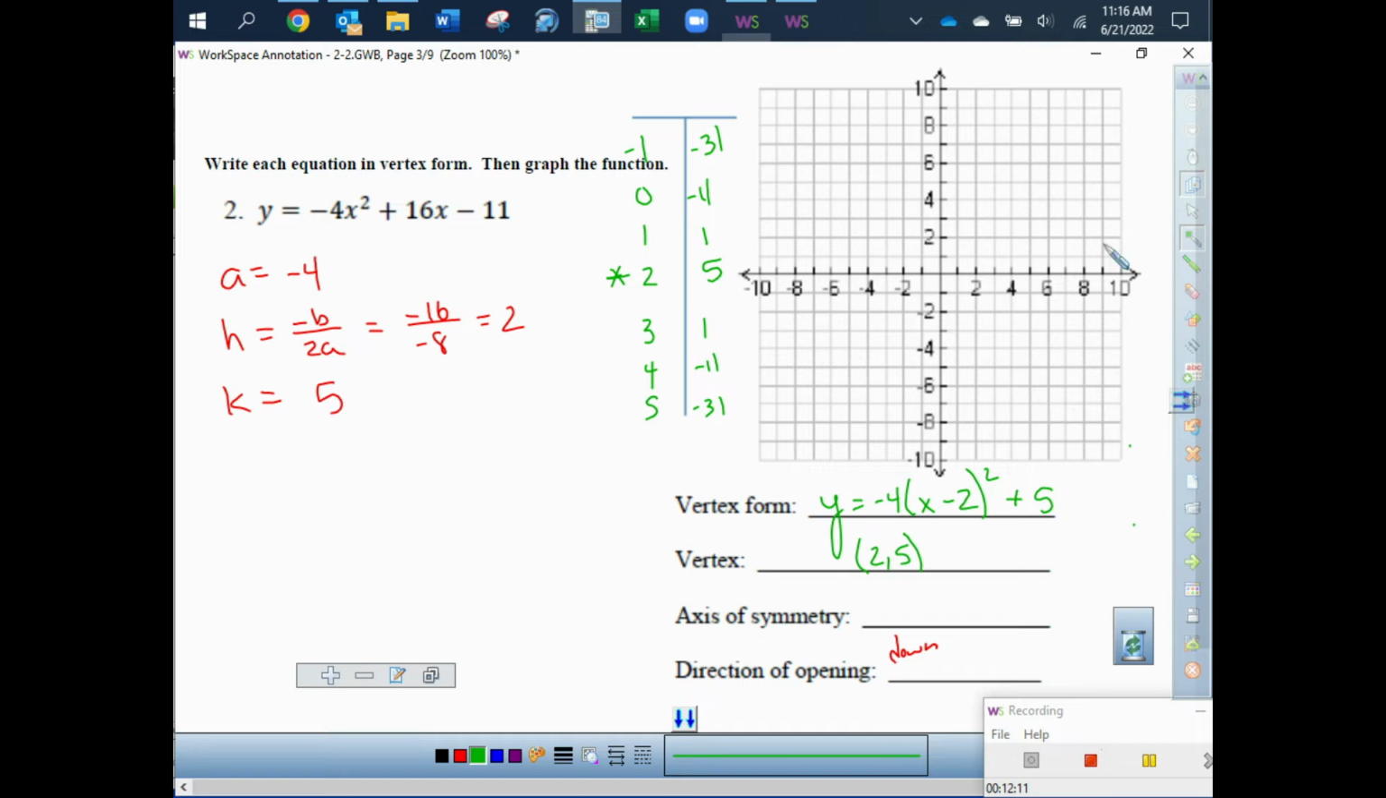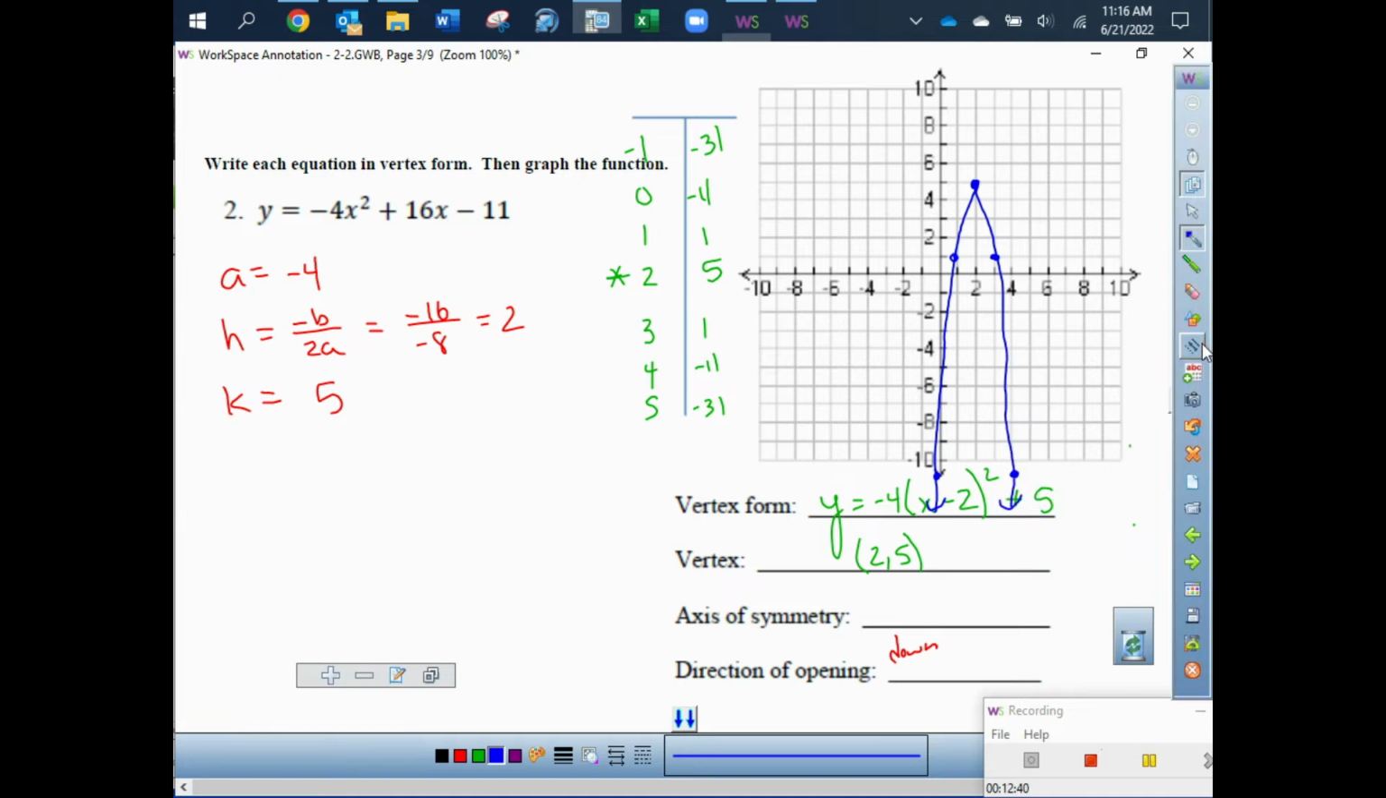Now, we obviously can't plot all of these points on here, but that's okay. We're going to just graph the vertex, 2, 5, and 3, 1. So 3, 1. And then 4, negative 11. I am going to plot him, even though he does go off the grid. And there's only 1 away, so we'll be pretty good there. But I definitely can't get those negative 31s. This dude totally opens down, just like we thought he was going to.